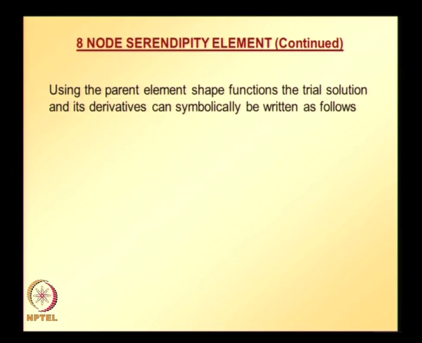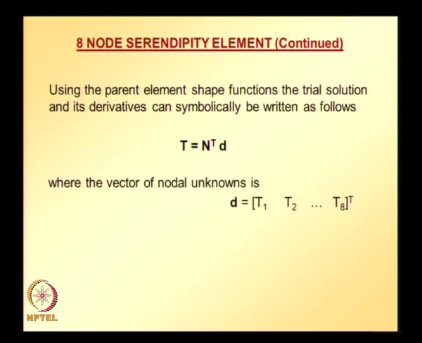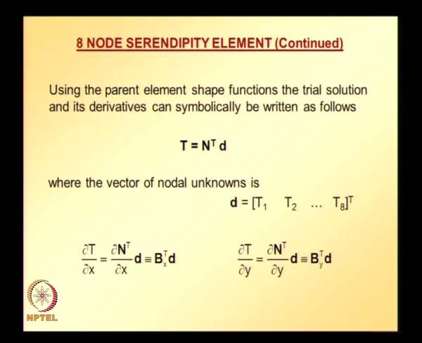Using the parent element shape functions, the trial solution and its derivative can symbolically be written as follows. T is the field variable, T value at any point is given by n transpose d, d consists of all the nodal unknowns t1 to t8, and then we can also calculate the derivative of T with respect to x and with respect to y through these formulas.